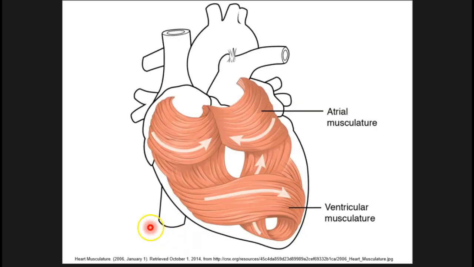Here's another image with that same concept. So the atria contract in an inward direction, the ventricles contract such that that contraction will cause blood to move in a superior direction.